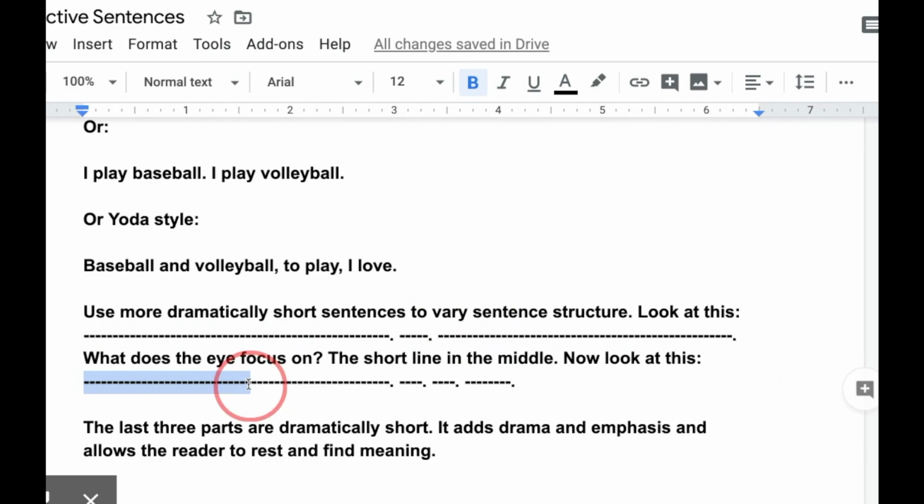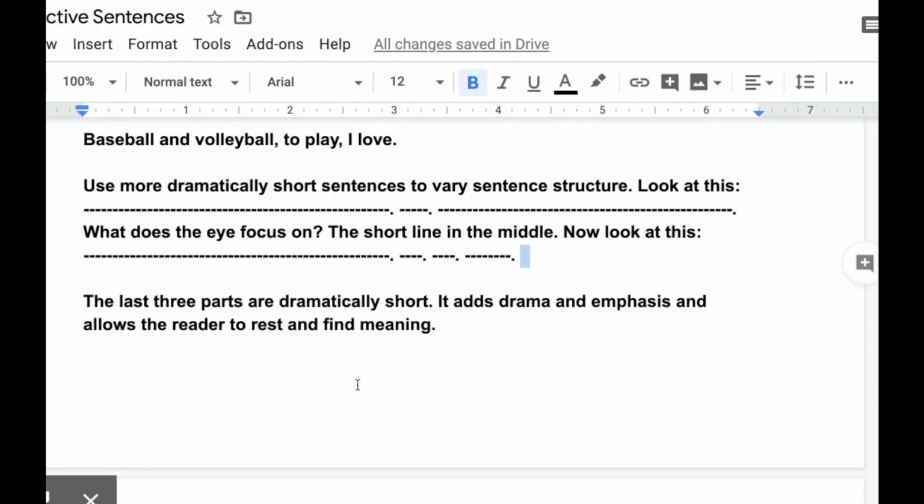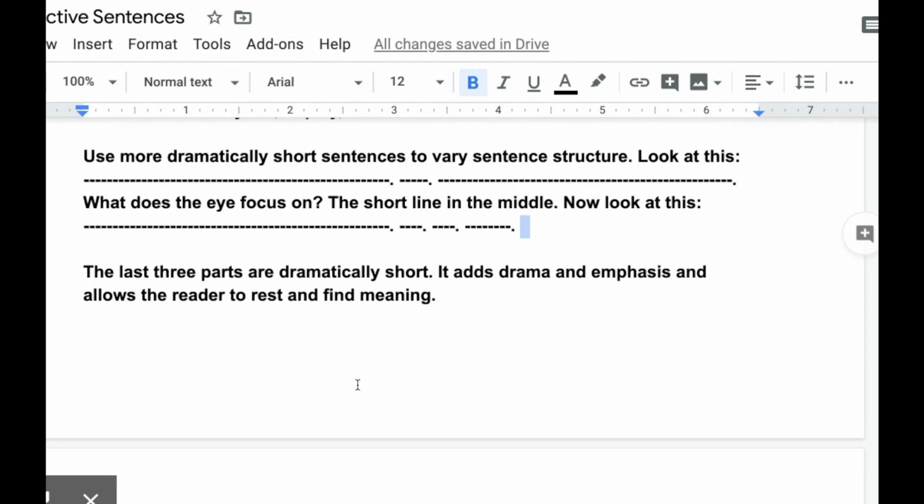This here's another long sentence, and these are fine as long as it's punctuated properly. And then boom, boom, boom. One, two, three, right? Or you can do four. I mean, there's no model. There's no like, this is how you have to do. It's just learning how to use these different devices to create balance and interest in your writing.